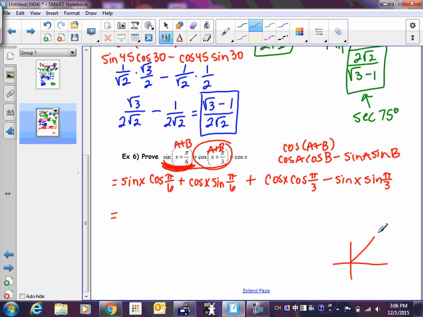We need to actually probably draw the triangle, put the 30, across is the 1, hypotenuse is 2, root 3. So what would cosine of 30 be? Yep, so what would that be in this triangle? Root 3 over 2. Okay, then we have cosine x, and what's sine of pi over 6? 1 over 2. Okay, good.